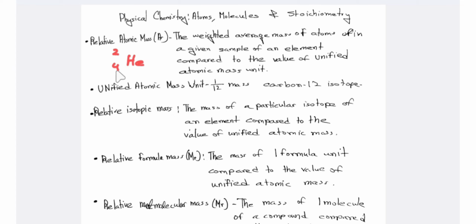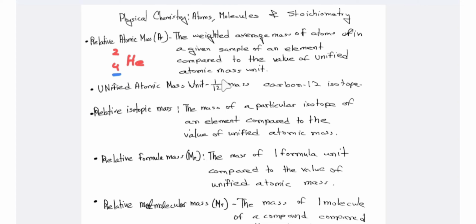Let's suppose for helium, this is the mass number or nucleon number, and this is the proton number or atomic number. The mass number of helium is 4, and the relative atomic mass is the weighted average mass of an atom in a given sample of an element compared to the value of unified atomic mass. And what is unified atomic mass?